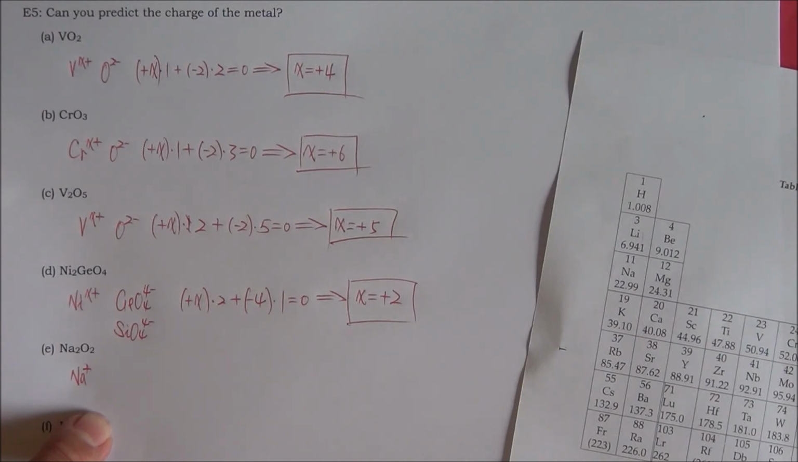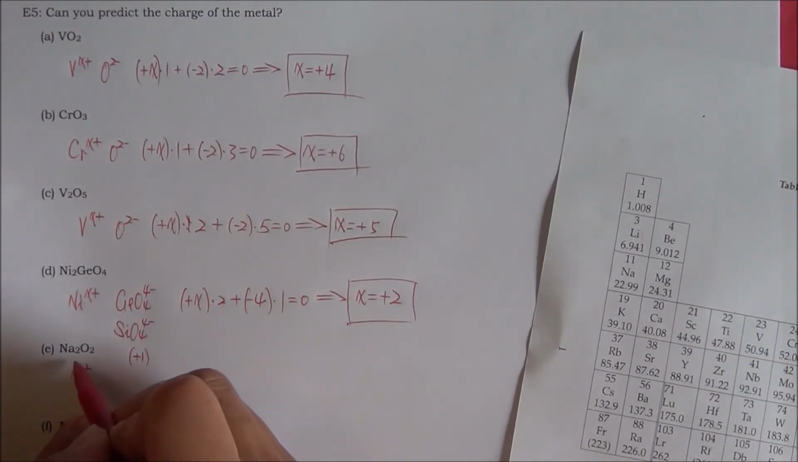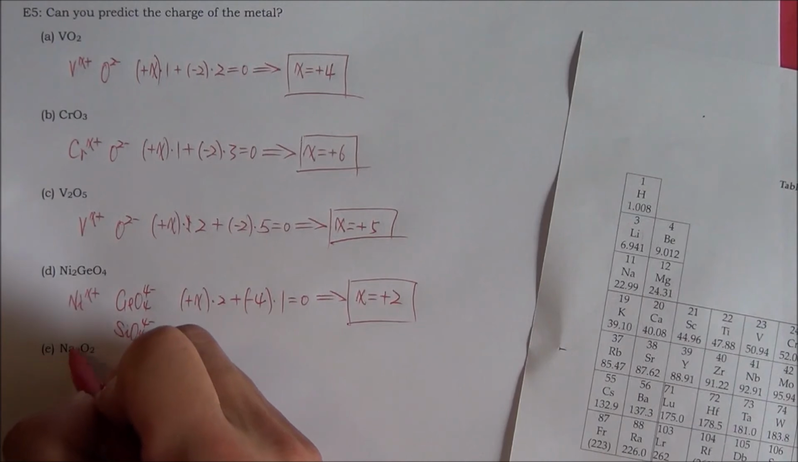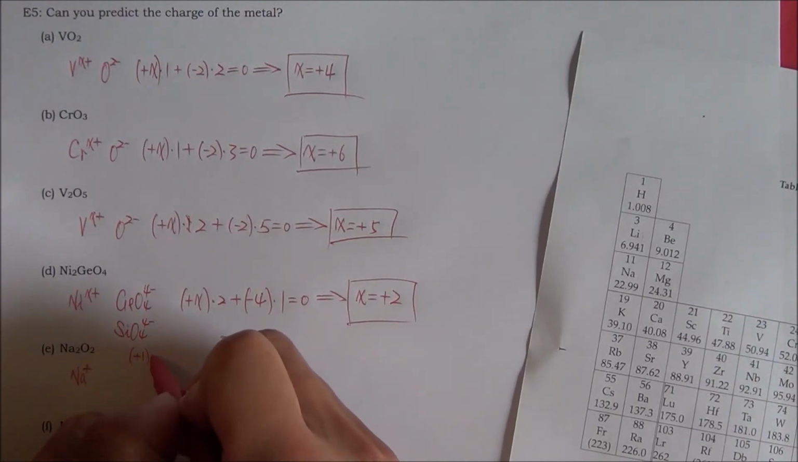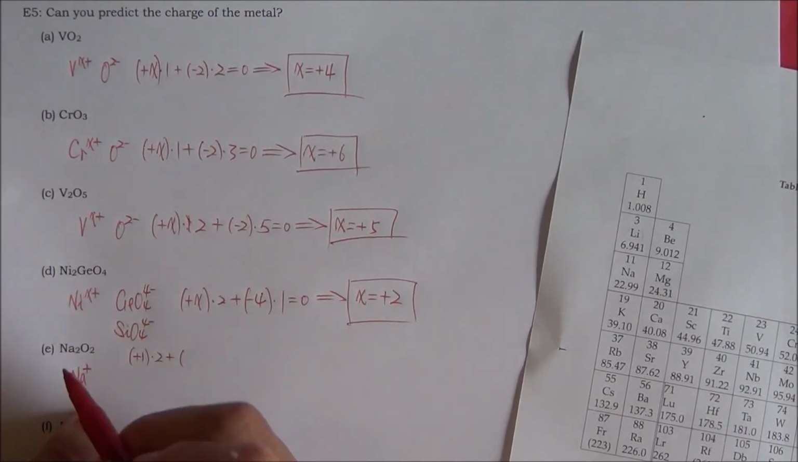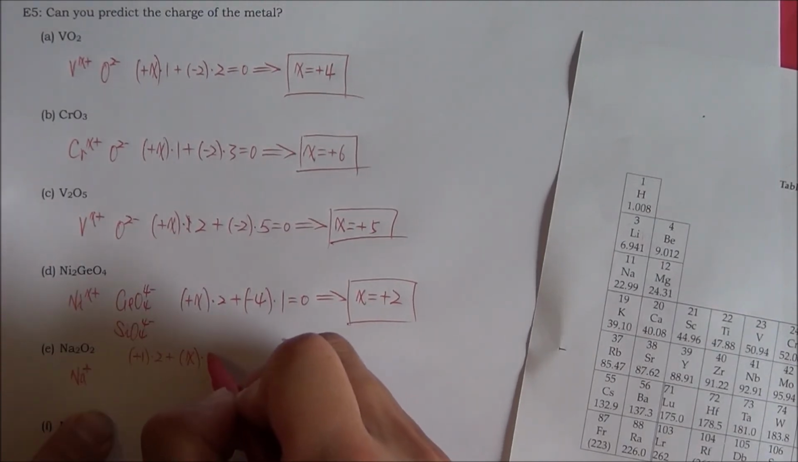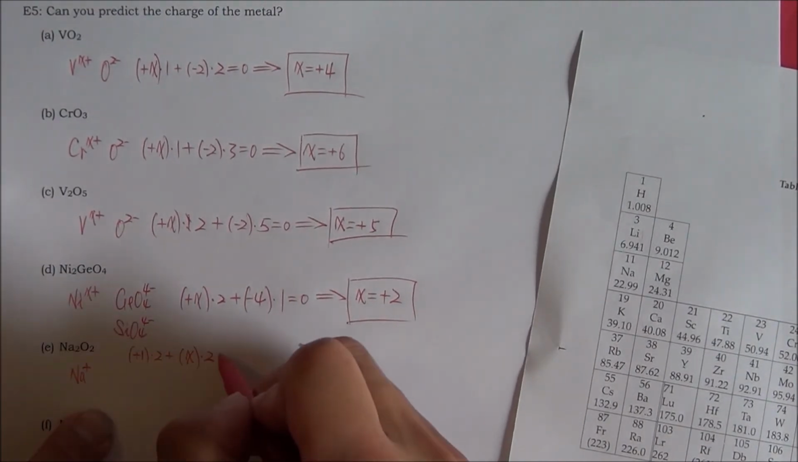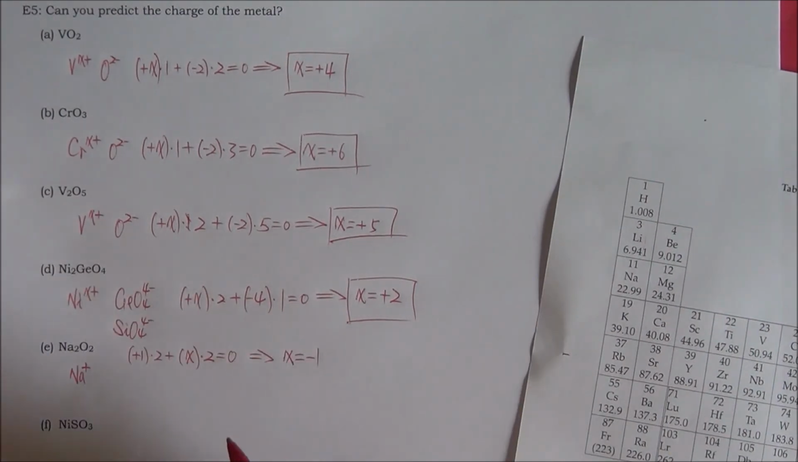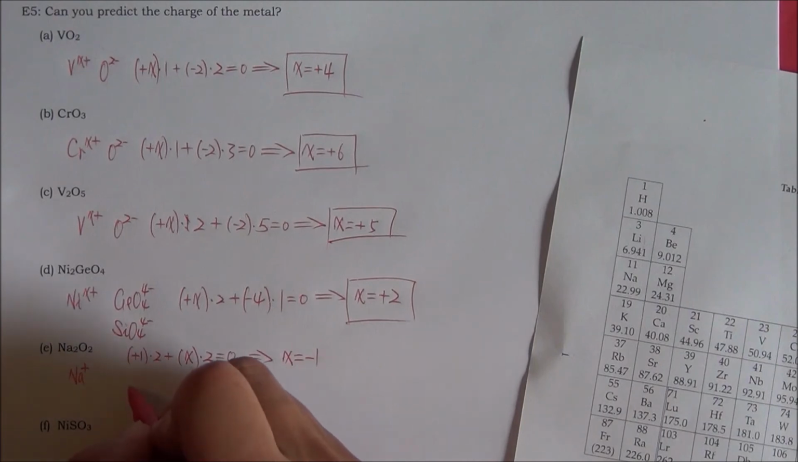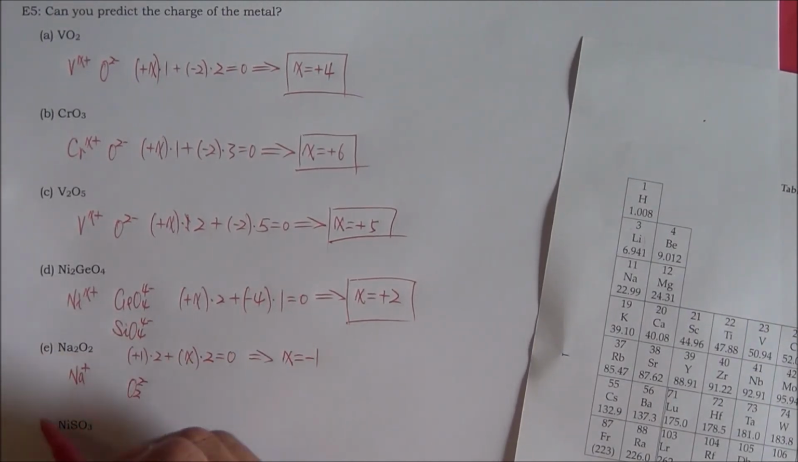Let me show you the work. This is the charge of sodium ion. We have 2 sodium ions in the compound. Oxygen is X, and we have 2 oxygen ions in the compound. Actually, if you remember, O2 is a polyatomic ion, which is O2 2-. Let's look at the last problem.